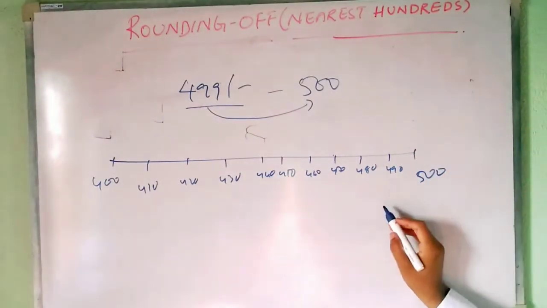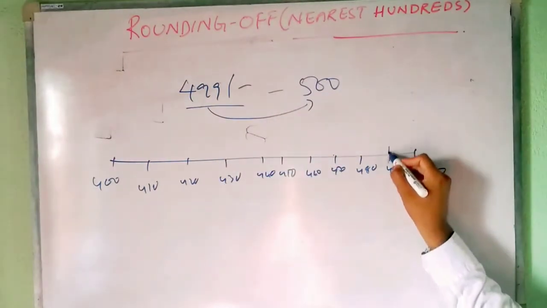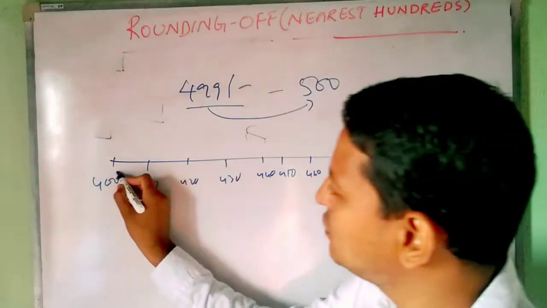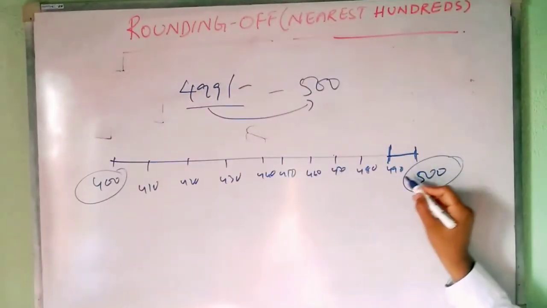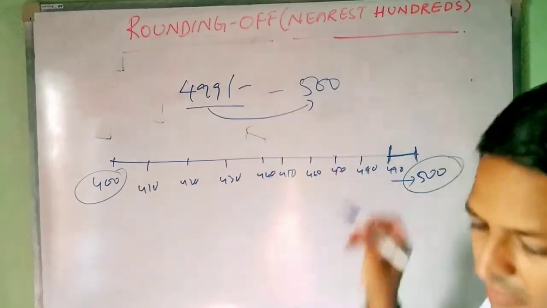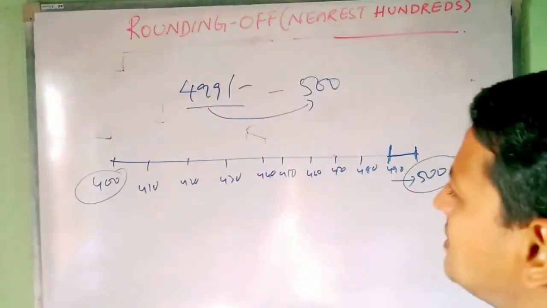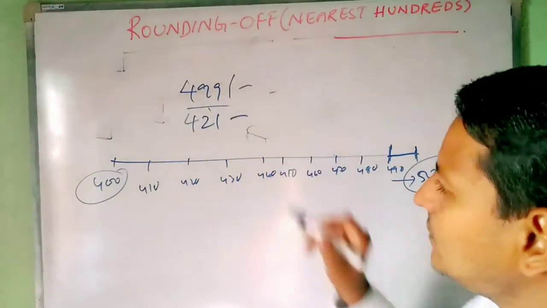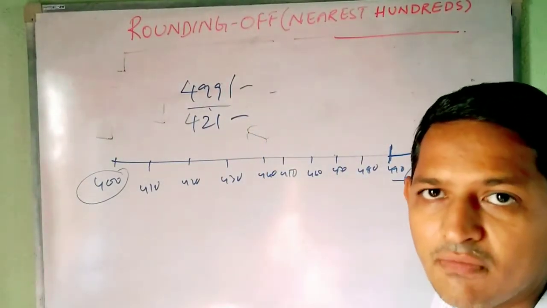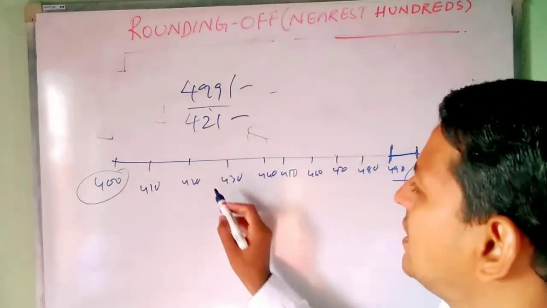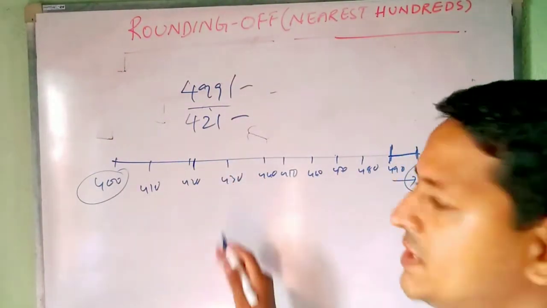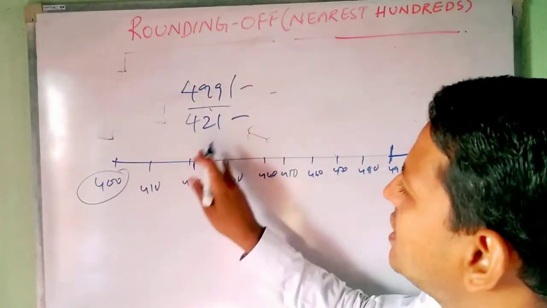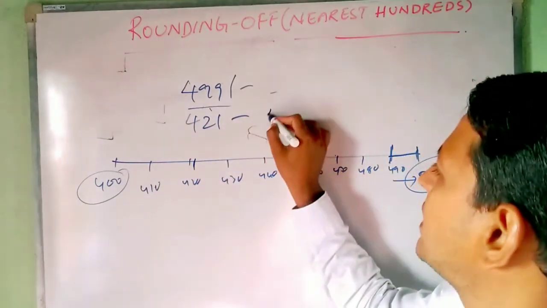Okay, so where will 499 be? 499 will be after 490 and before 500. So it is close to which 100? Is it close to 400 or 500? It is close to 500. So that's why we have rounded off to 500. Let us suppose we have some number like 421. Now where is this 421? This 421 is here. This is close to 400 instead of 500. So when 421 is rounded off to the nearest 100, it becomes 400.